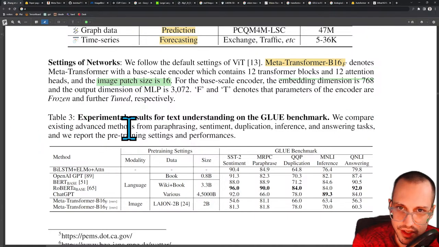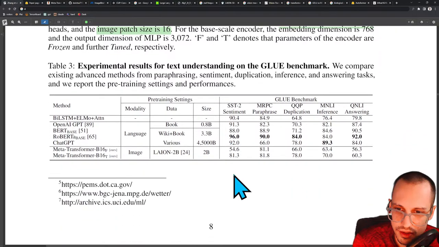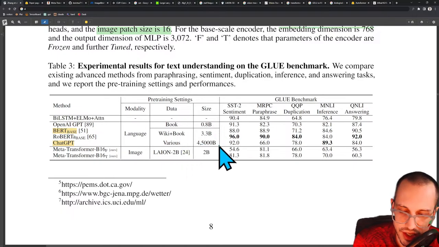We compare existing advanced methods for paraphrasing inference answering tasks. So what are they showing me here? These are different models. ChatGPT, BERT, which is another language model, pre-training, size 3.3 billion, then this is the score that it gets on these GLUE benchmarks.